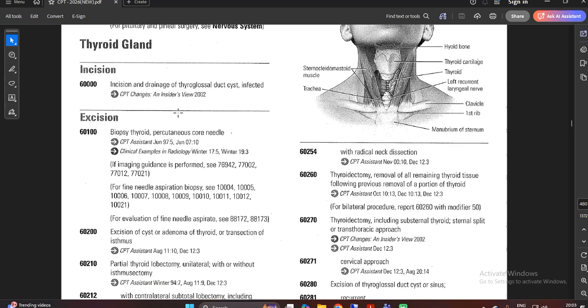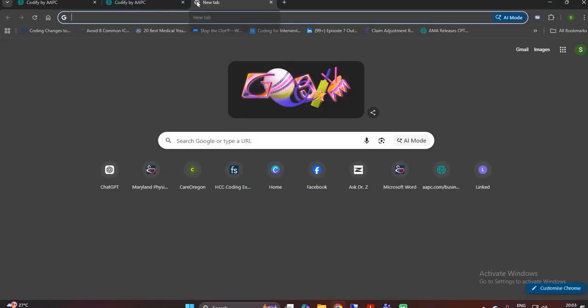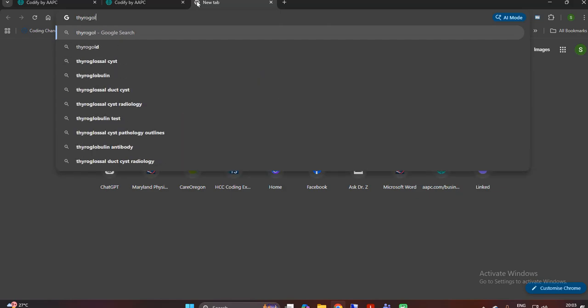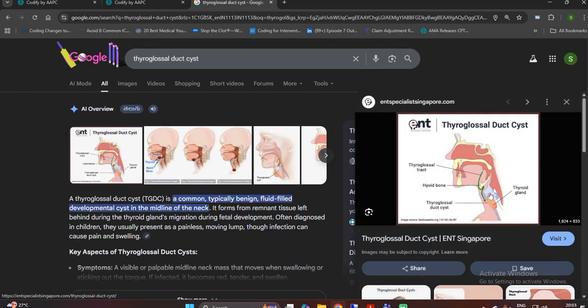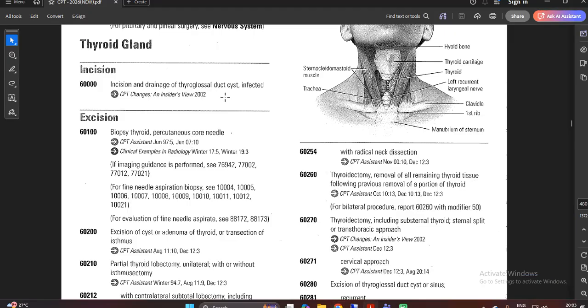60000, incision and drainage of thyroglossal duct cyst, infected. So we will see the thyroglossal duct cyst. So this is the thyroglossal duct cyst. This is the thyroid gland, hyoid bone, thyroglossal duct cyst. Simple. So here, for incision and drainage of thyroglossal duct cyst, 60000.